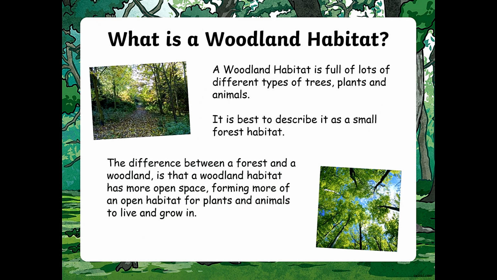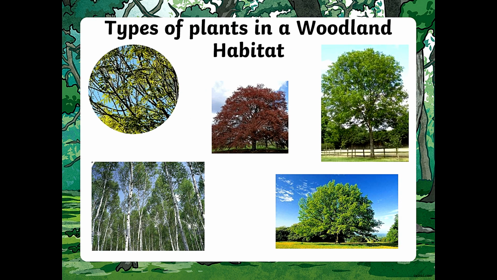The difference between a forest and a woodland is that a woodland habitat has more open space, forming more of an open habitat for plants and animals to live and grow in. So here are some types of trees that live inside a woodland habitat. We're going to find out the names and some information about all of them.